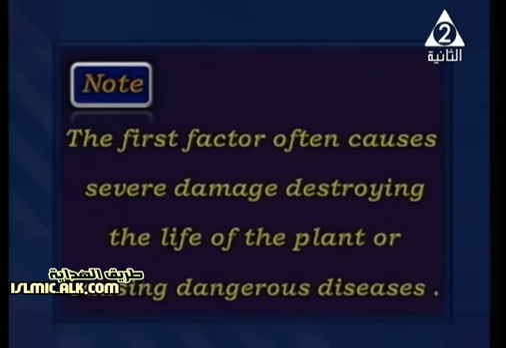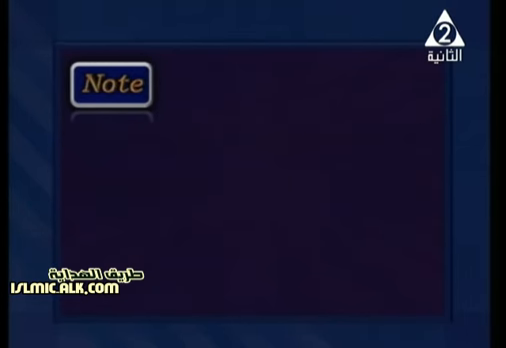Severe here means what? It means destroying, critical damage, or the absolute damaging of the plant or the plant's life, or causing dangerous diseases. So the first factor that we have, which is dangerous enemies, is very dangerous and causes severe damage. But what about the second and third factors, I mean unsuitable conditions and toxic substances?